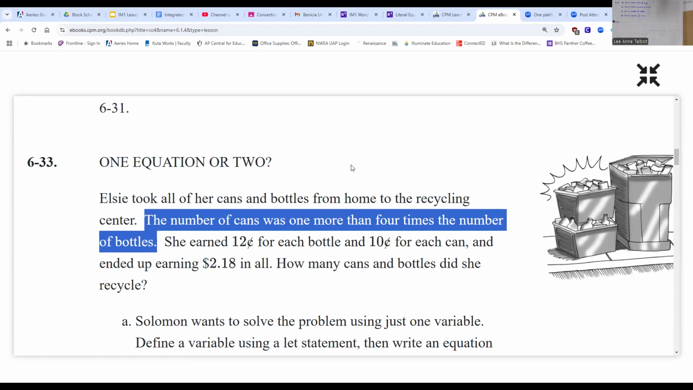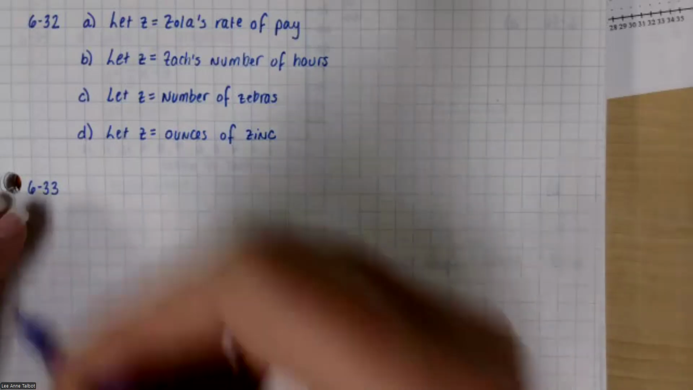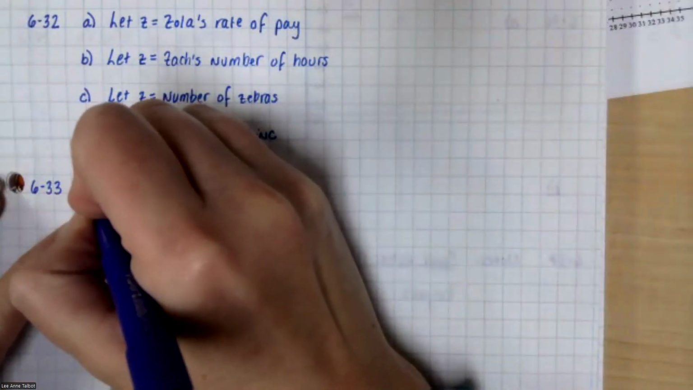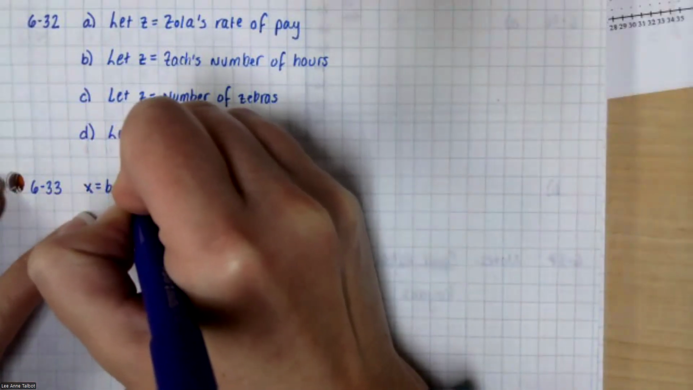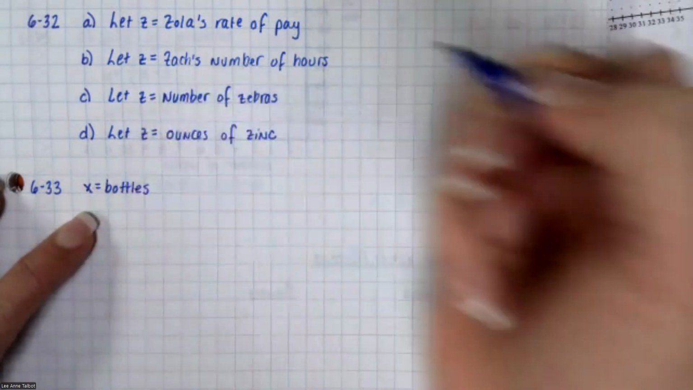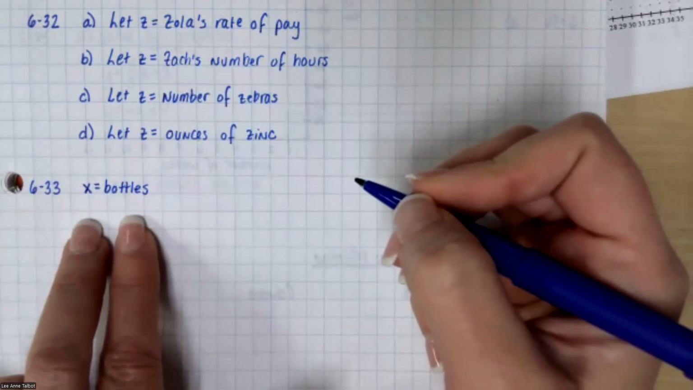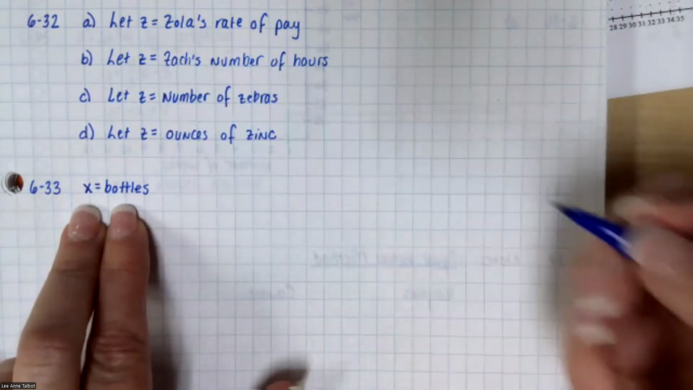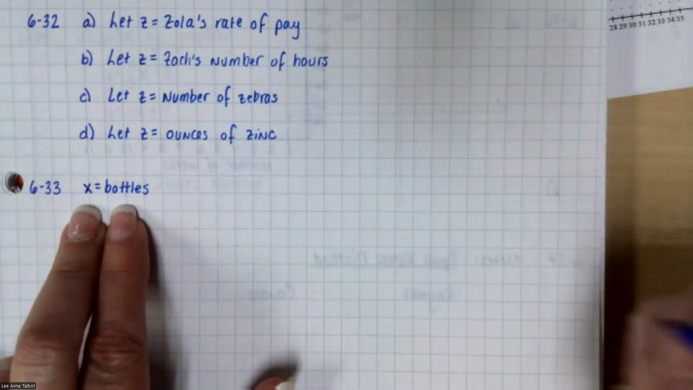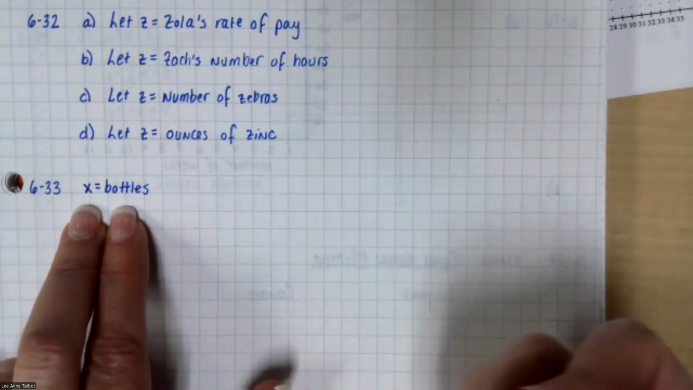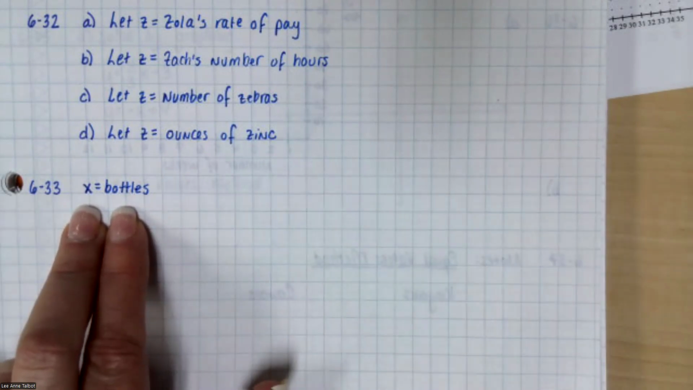Which one do you know nothing about? The bottles. Okay. So we're going to say right here, X equals bottles. You always want to start these problems by looking at the one that you know nothing about and put that as X. We know nothing about bottles. We know something about cans, but we don't know anything about bottles. Okay.